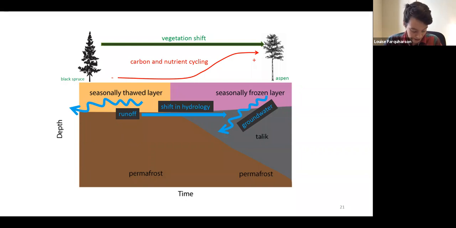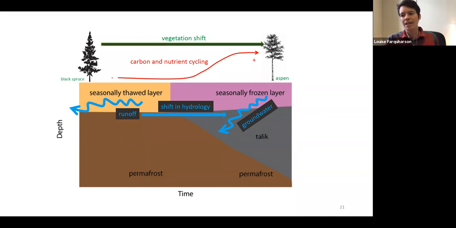And then with the hydrological interconnectivity, I think there's been a lot of work done in the Scotty Creek watershed in Canada by Quinton and his team, and they have observed an increase in hydrological connectivity in fens where they've observed talik formation occurring.